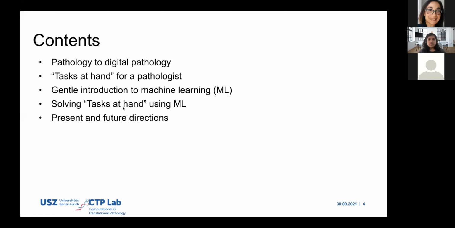The contents of the presentation are organized as follows. First of all, I will say why did we go from pathology to digital pathology? Then what are the general tasks at hand for a pathologist? And we want to solve these tasks using machine learning. Before we go into that, I will give an introduction to the machine learning field. Then I will show a few examples of how we can solve these tasks using machine learning, and then the present and the future directions of where the field is going.